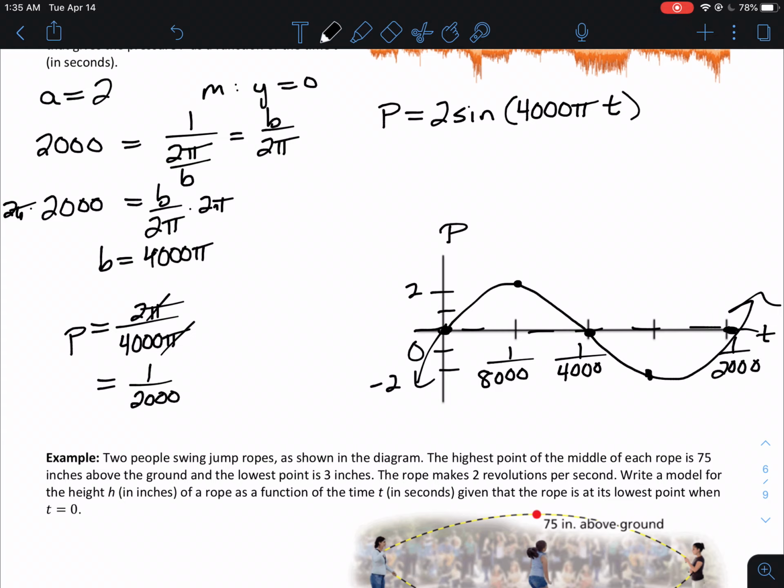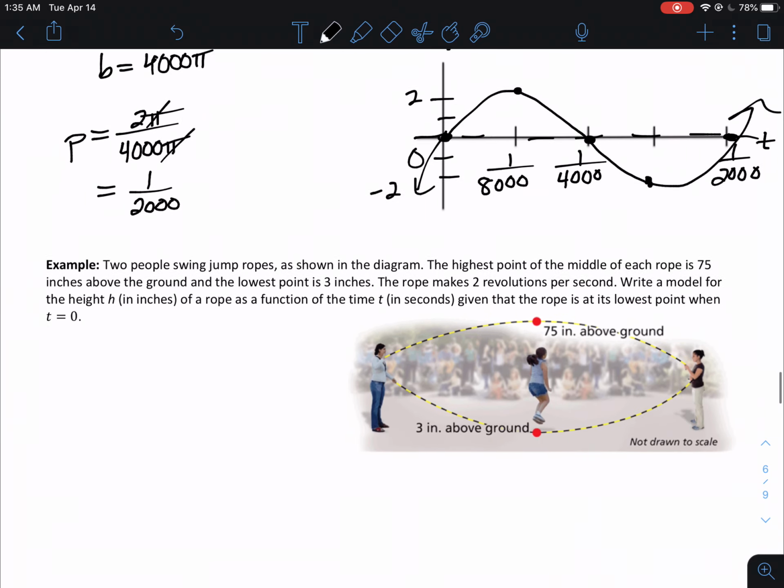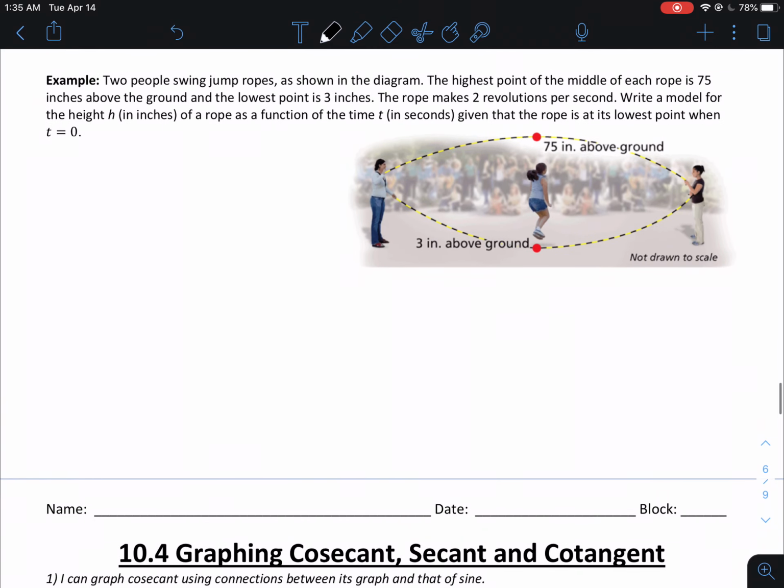Okay, let's take a look at one more example of where these can show up in the real world before we're done with this lesson. In this last example, we've got 2 people that are going to swing jump ropes. Double Dutch maybe is how you've heard this, that's shown in this diagram.